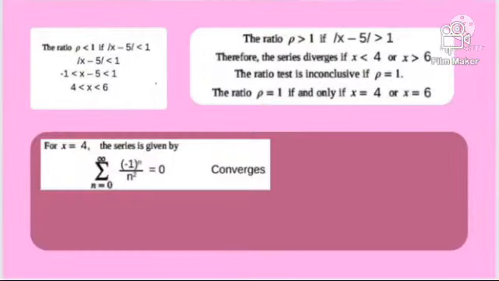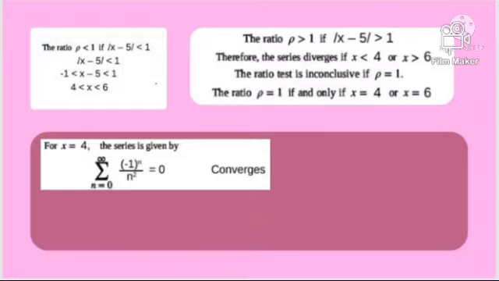The ratio rho is greater than 1 if the absolute value of x minus 5 is greater than 1. Therefore, the series diverges if x is less than 4 or x is greater than 6. The ratio test is inconclusive if rho is equal to 1. The ratio rho equal to 1 if and only if x is equal to 4 or x is equal to 6.